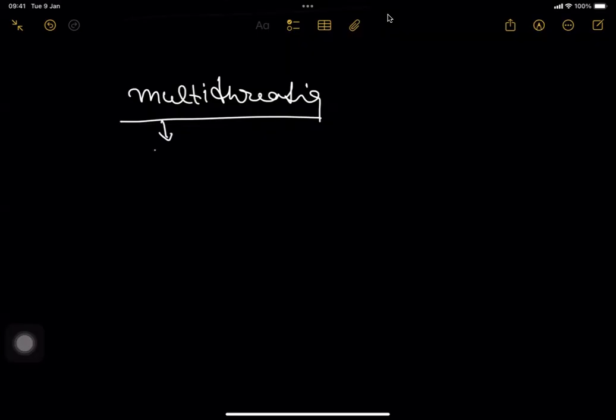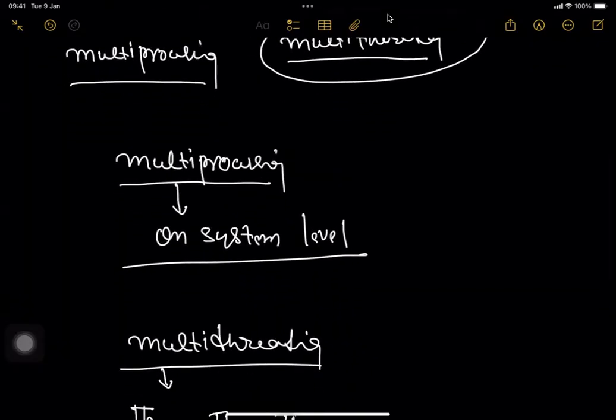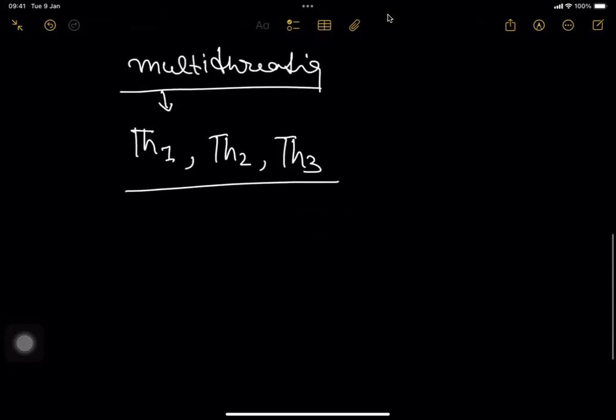So multi-threading simply means when you are having more than one thread. Let's take an example: T1 is a thread, T2 is a thread, T3 is a thread. When you execute these three threads at the same time or concurrently, it's called multi-threading. But see, multiprocessing is based on the system level, while multi-threading is best suited for the application level. Which level?